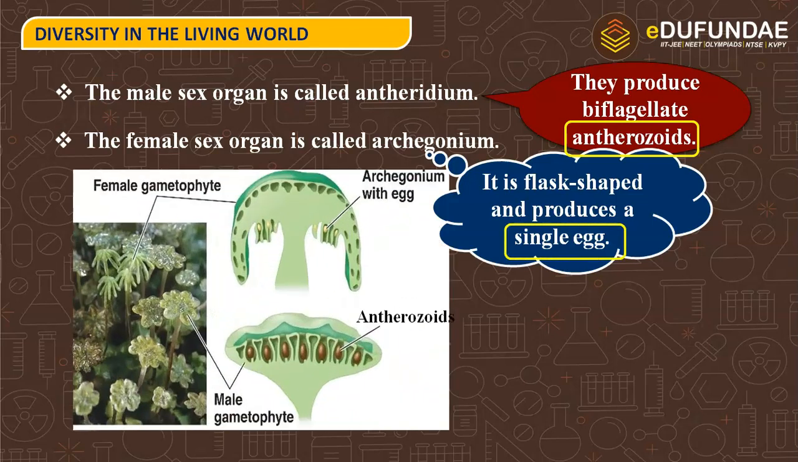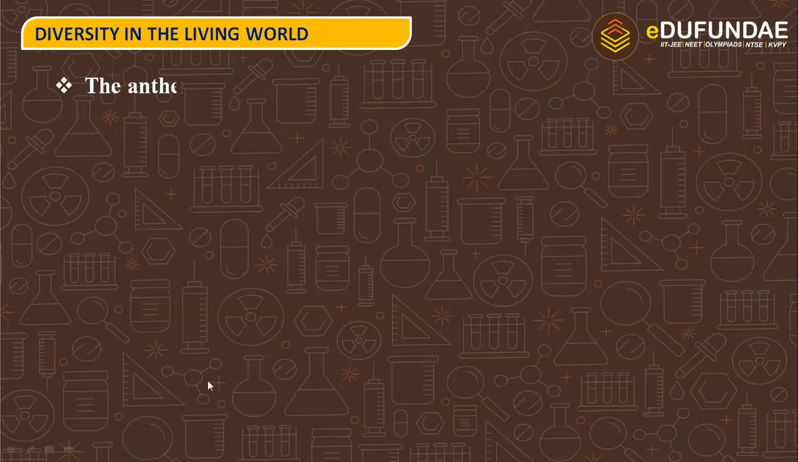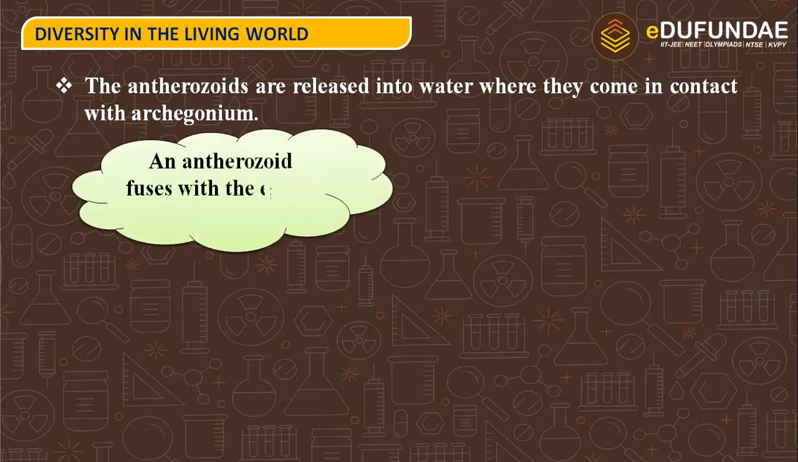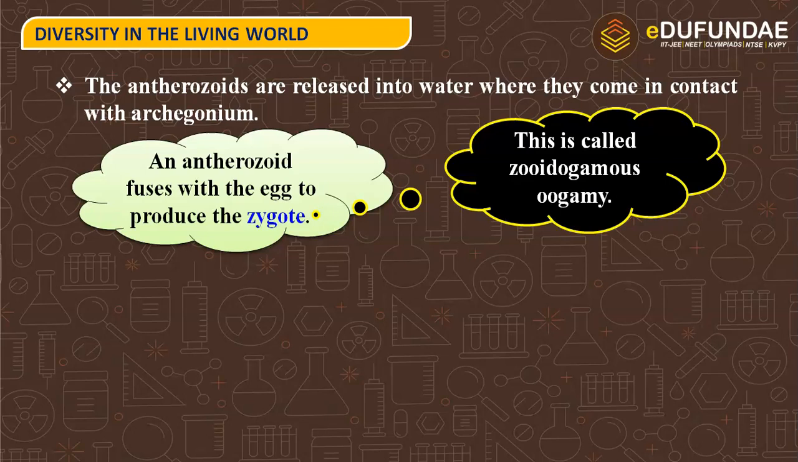So here we can see the structure of the female gametophyte and male gametophyte. The female gametophyte Archegonium is producing the egg, whereas the male gametophyte, the Antheridium, is producing the antherozoids, and both are the gametes that are being produced. The antherozoids are released into water where they come in contact with Archegonium, and after coming in contact, they will fuse with the egg to produce the zygote. And this kind of fertilization is called zooidogamous oogamy.